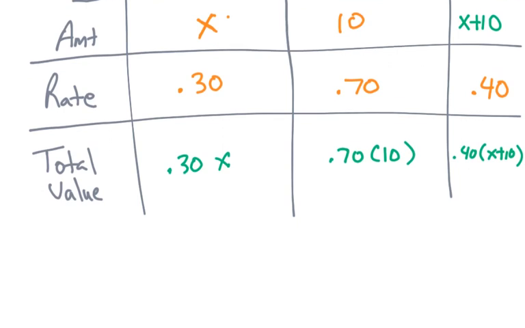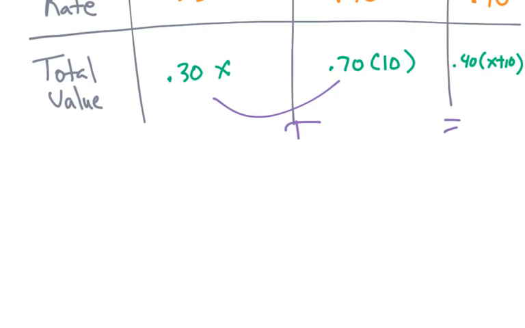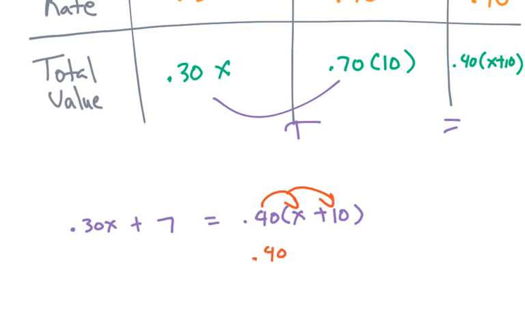And like we've said before, this adds up and is equal to this. So this gives me 0.30x plus, I'm just going to go ahead and say 7 equals 0.40x plus 10. So keep going. Here, hopefully this is easy for you. Distribute this out. So this is 0.40x plus 4 equals 0.30x plus 7.